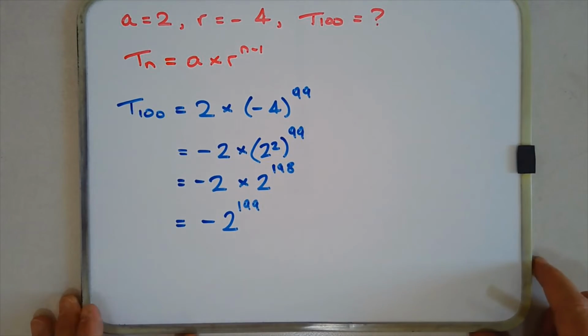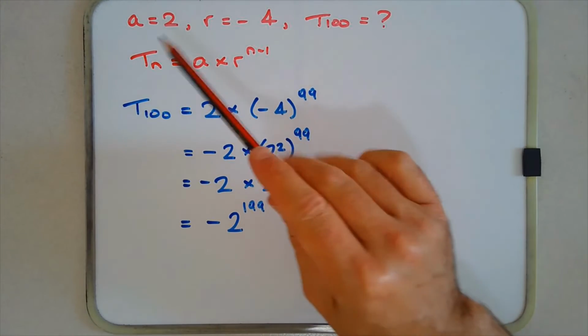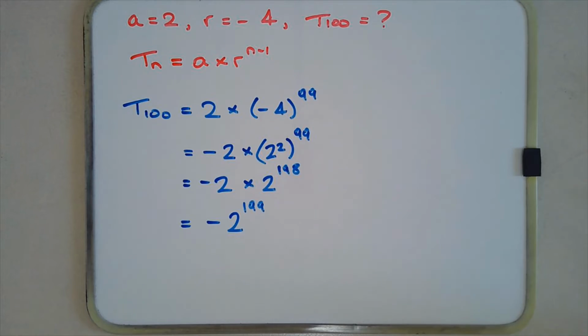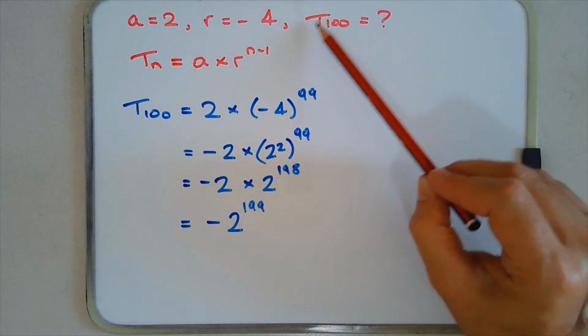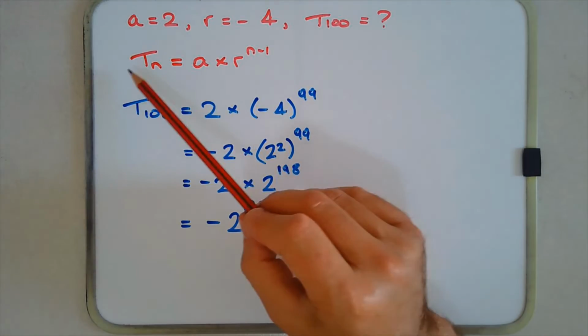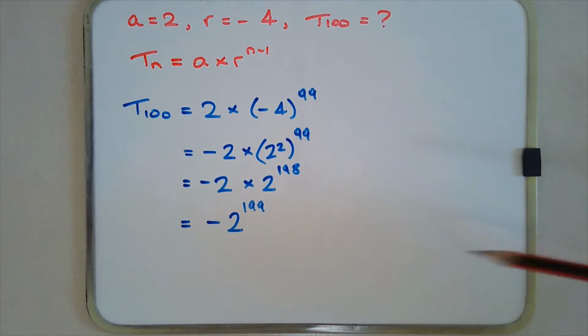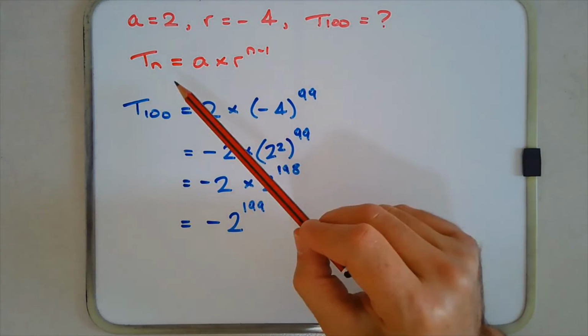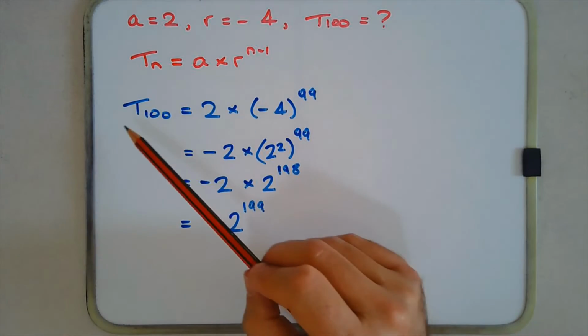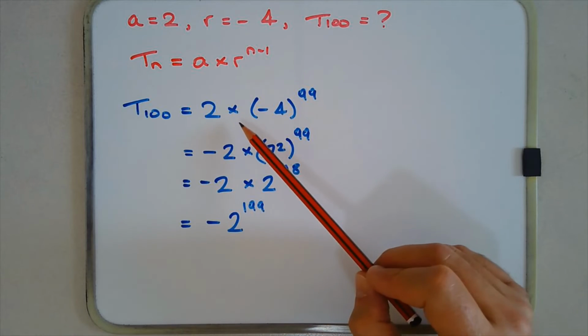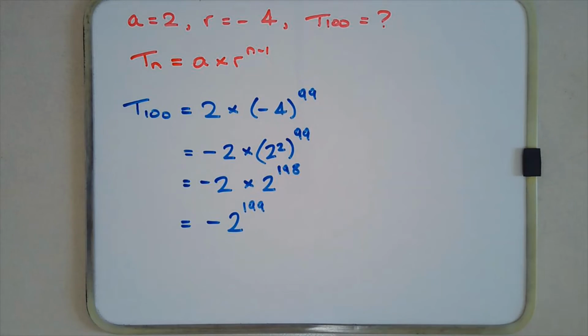Now we can find the 100th term. So let's again write down what we've just discovered. So we know the first term is 2. We know the common ratio is negative 4. We need to find T100. Using the formula for the nth term of a geometric progression, Tn is equal to A multiplied by R to the power of n minus 1. So T100 is equal to 2 multiplied by negative 4 to the power of 99.